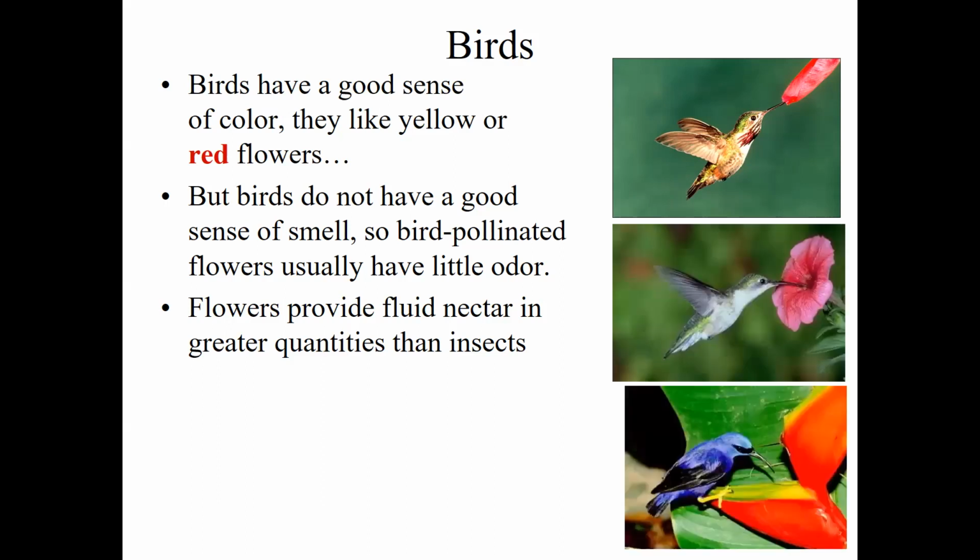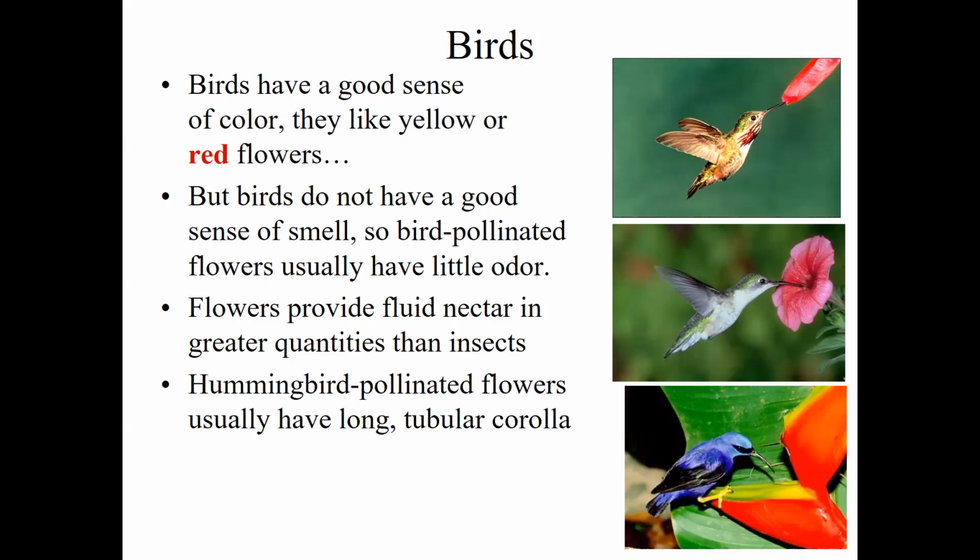So here you can see several flowers, all the colors are very bright, red and yellow, to attract the bird. Hummingbird pollinated flowers usually have a very long, tubular corolla. And the hummingbird beak is like that. In the case of bird pollinated flowers, pollen is large and sticky.